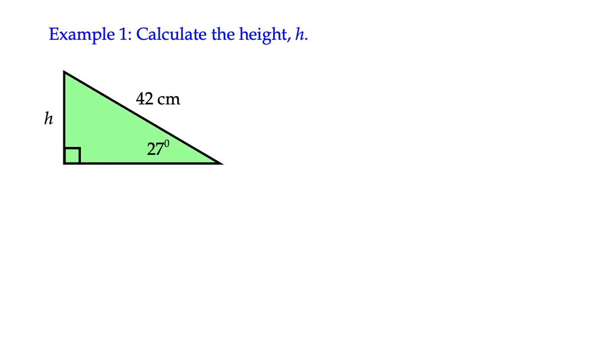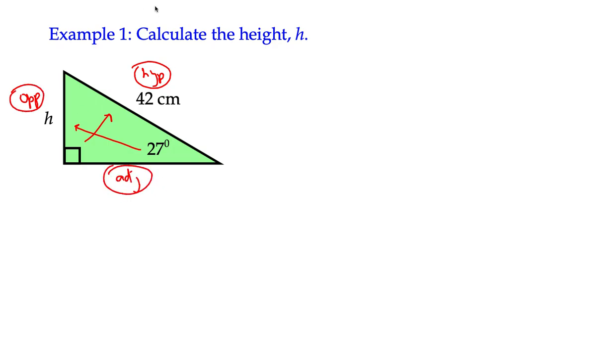Okay, so let's have a look at this in practice. Example 1: calculate the height of this right angled triangle. According to our trigonometry so far, the first thing we do is we label our sides. Opposite the right angle is the hypotenuse. Opposite the marked angle, which is 27 degrees, is the opposite, and the other side is the adjacent.